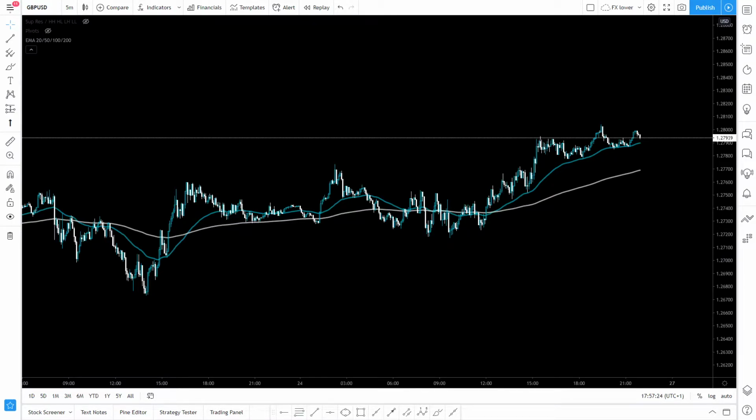So we're going to be going over moving averages. We have two moving averages that I like to use anyway. We have the exponential and the simple, the EMA, SMA. So I like using the EMA. I'll go over the difference.